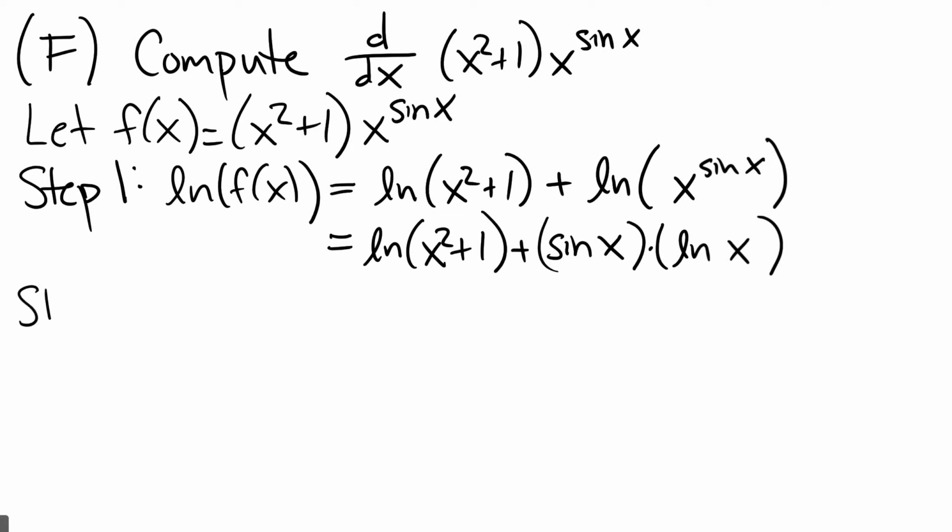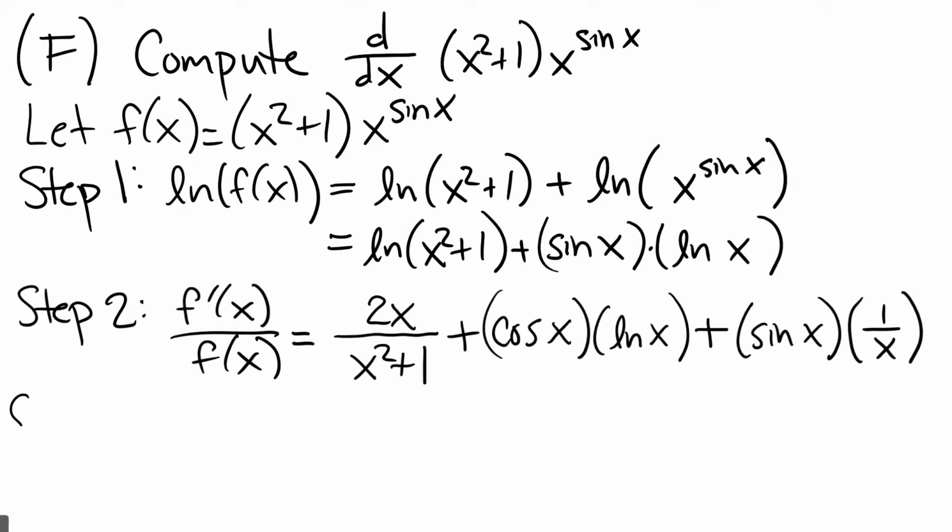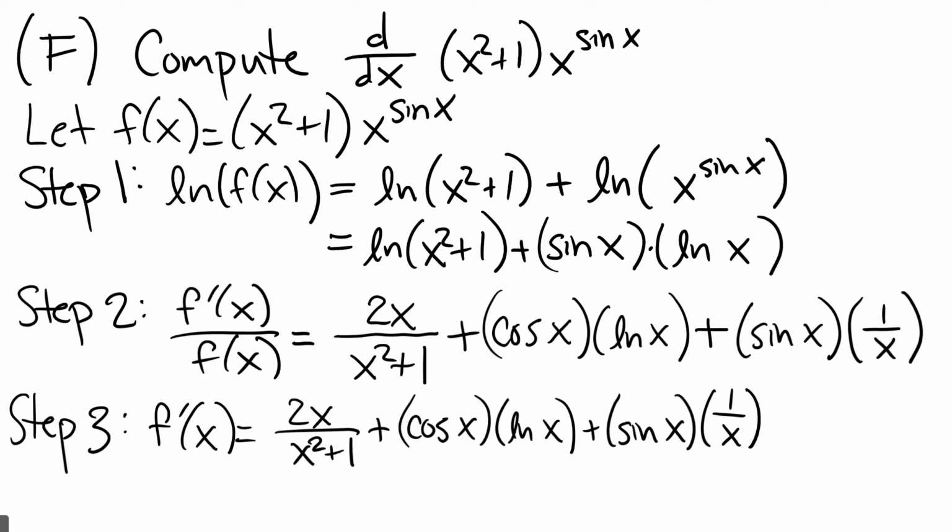In step 2, we're going to differentiate, carefully using chain and product rules. The first term's just a chain rule thing. The second term, we have to use the product rule. Now in step 3, we just multiply. That's our answer.